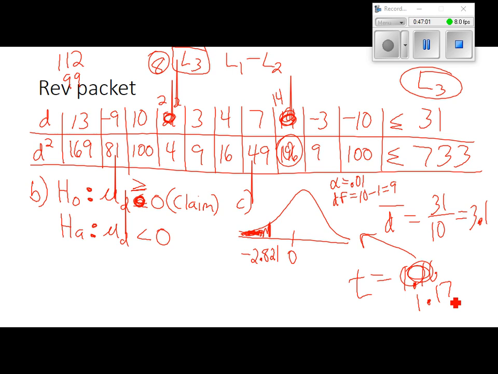Next one, interpret. First part's going to say with what? 1% level of significance. So that's the first sentence: with the 1% level of significance.